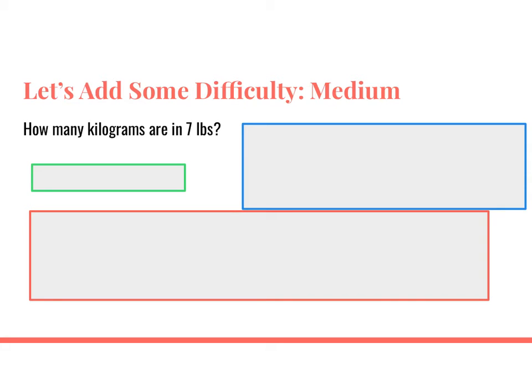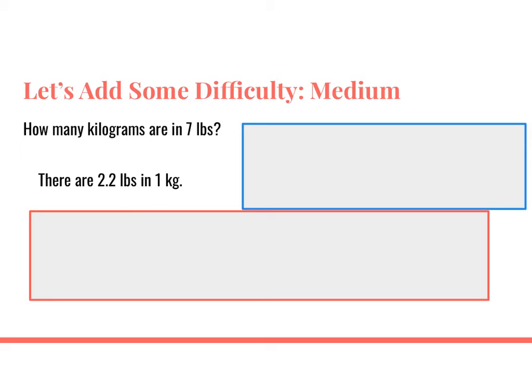Our next question is going to be how many kilograms are in 7 pounds? Well, the first thing that you guys have to do is you need to find on your red reference sheet how many pounds convert into kilograms, or what is that conversion. So go ahead, pause the video, and figure out what your conversion factor is. So hopefully you guys were able to find that 2.2 pounds is equal to 1 kilogram.